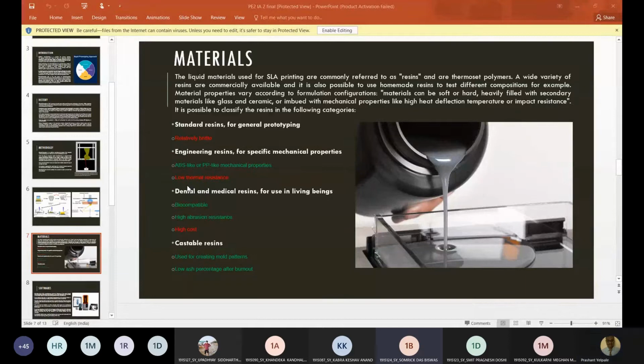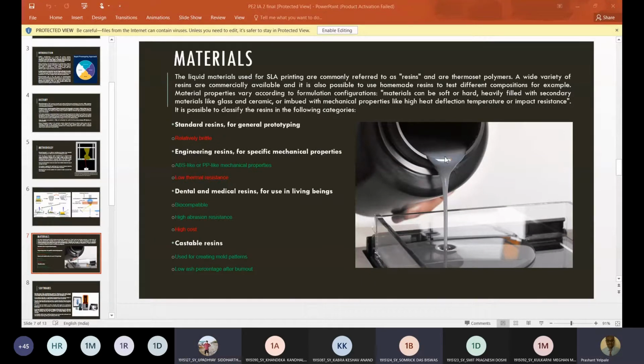Next, we have castable resins. Castable resins, as he said, are used for creating mold patterns. For example, like we learned in casting, the patterns are sometimes made by stereolithography. These patterns are extremely heat resistant, and they do not convert into ash even after burning out completely. So they retain their integrity even later.